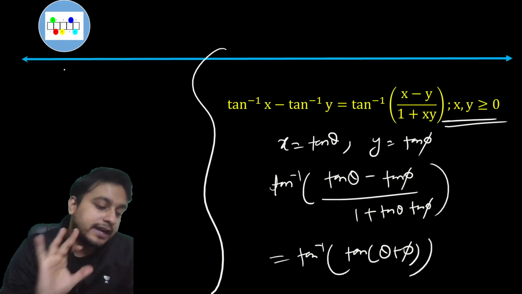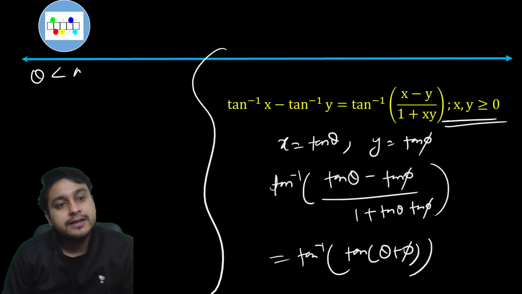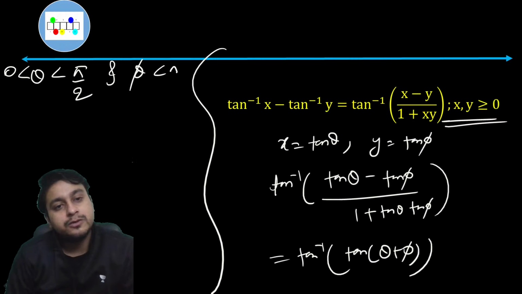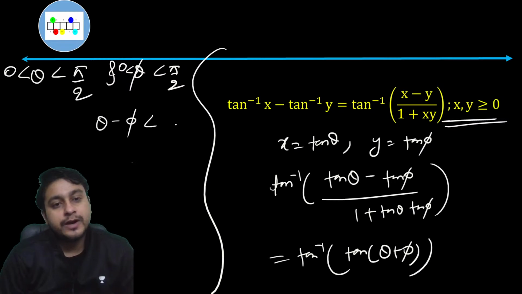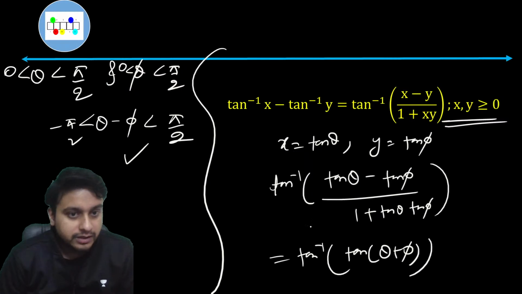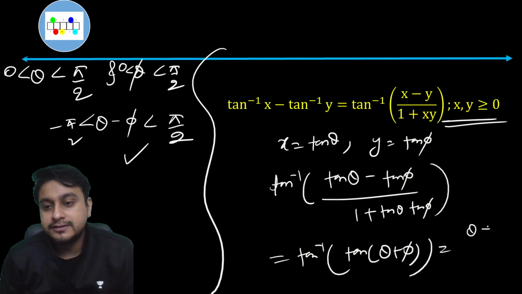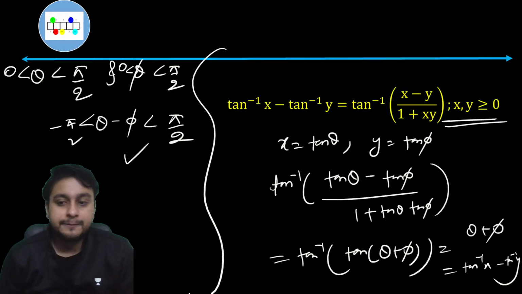xy is greater than 0. That is it, what they have given. So we will be getting what, guys? Theta between 0 and pi by 2, and phi also between 0 and pi by 2, right? Because it's tan. So what will be the difference? We've discussed this quite a few times now. It will be between pi by 2 and minus pi by 2, which will work, and that's why we get only one condition, that is theta plus phi. But tan inverse x minus tan inverse y.